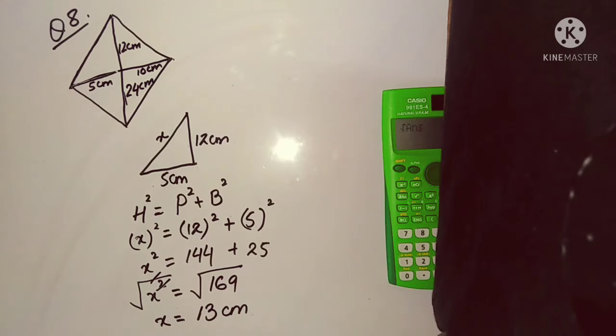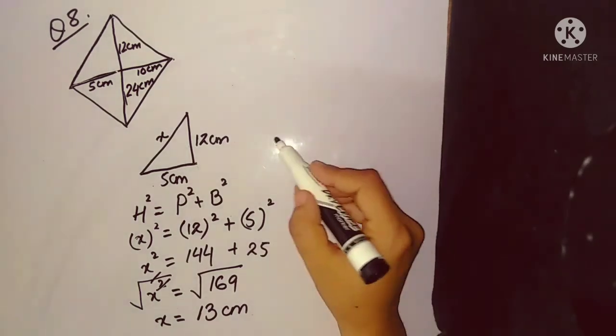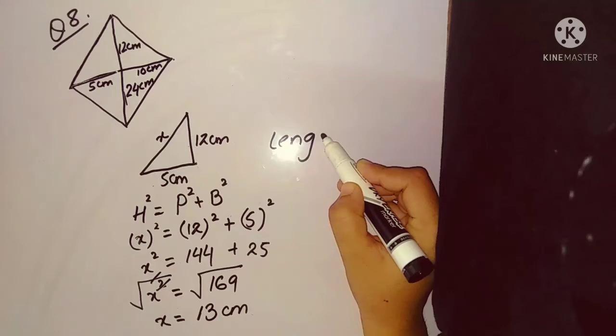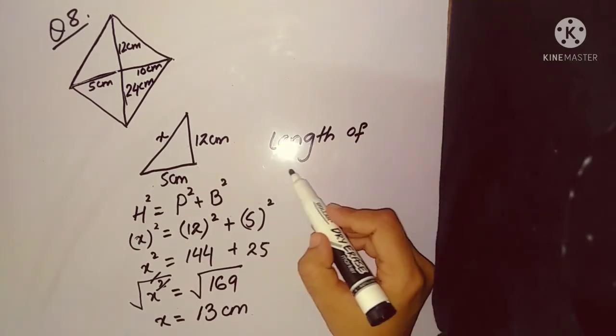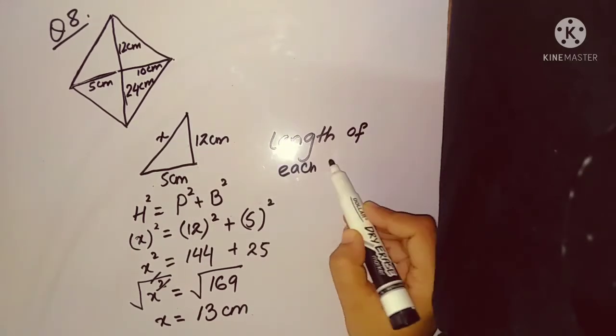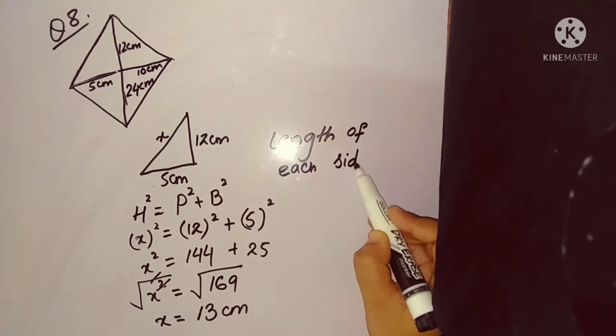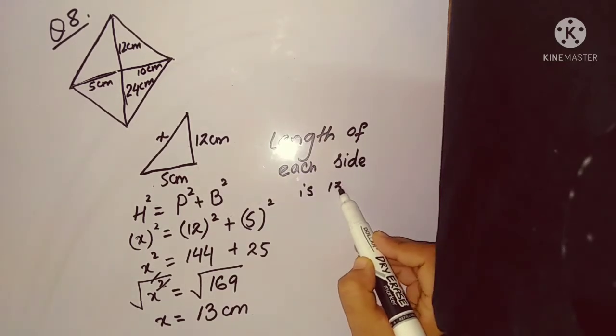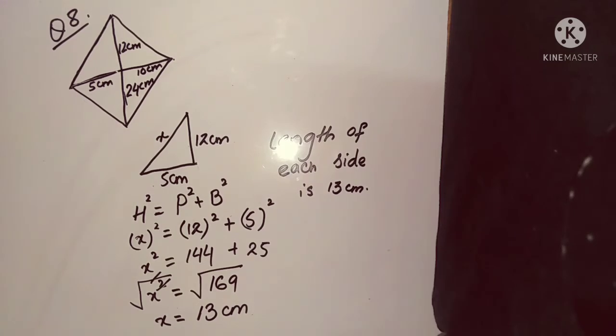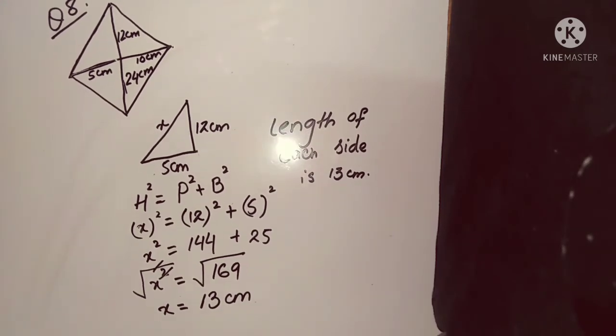So it means that, students, the length of each side is 13 centimeters. So here you write down that the length of each side is 13 centimeter. Okay, so I hope that this question number 8 is clear to you. Now let's move forward to question number 9.